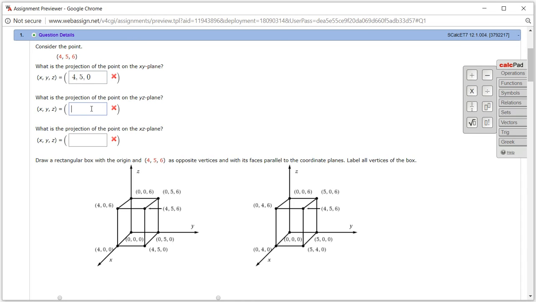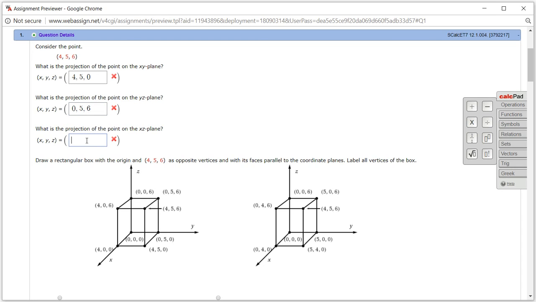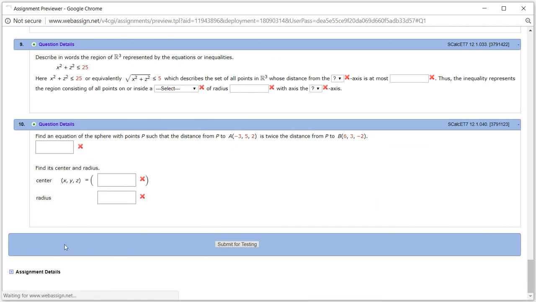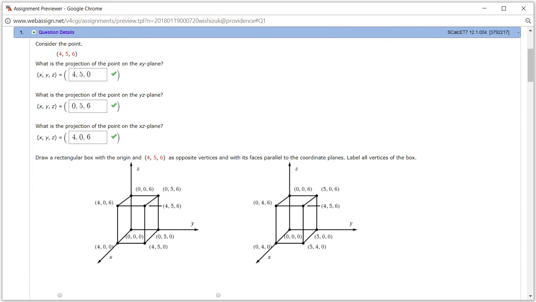All right, and the same question, but this is going to be the yz plane, so the equation is x equals 0. So we're going to turn the x coordinate into 0, then keep everything else the same. So you have (0, 5, 6). And the xz plane is y equals 0, so it's going to be (4, 0, 6). All right, so it's very simple. And let's check the answer first. So I'm going to just go down here, submit for testing. All right, I came back and it looks like we got all the projections correctly.